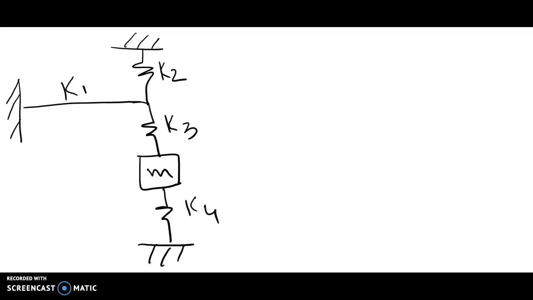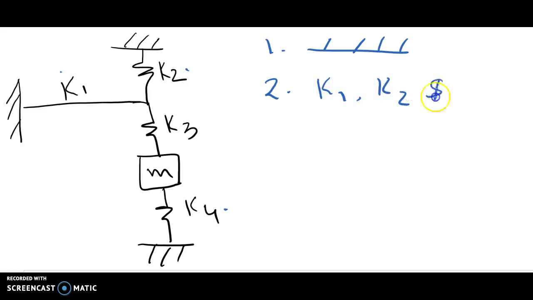Let's find an equivalent stiffness of the system using these two equations. So, first step would be draw the ground. In second step, count how many springs are attached to the ground. So we found K1, K2 and K4. So we write K1, K2 and K4.